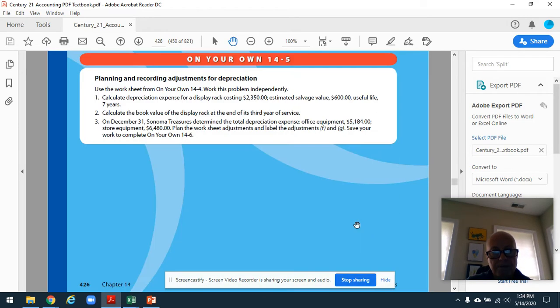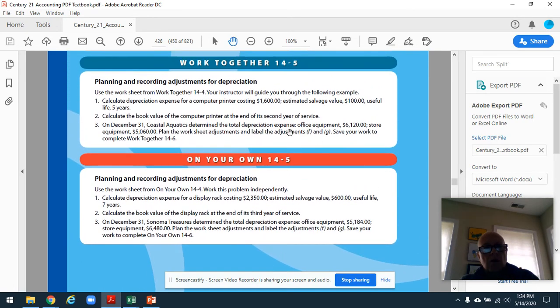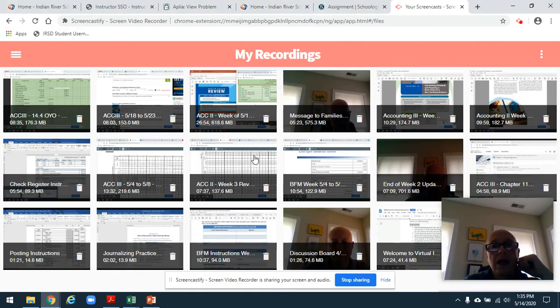Okay, so here's our problem. We have a computer printer. Okay, it costs $1,600. Our salvage value is $100, so we immediately record that as a salvage value. Life cycle is 5 years, so 1,500, not 1,600. 1,500 divided by 5 is 300 per year. So let me go into Apply, and hopefully it hasn't kicked me out.